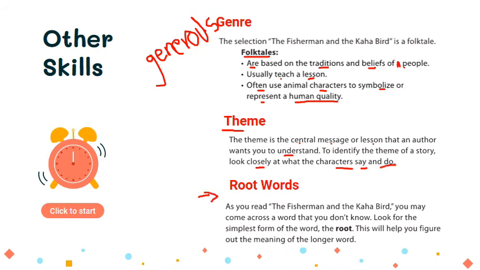And we have another skill, which is the root words. As you read The Fisherman and the Kaha Bird, you may come across a word that you do not know. Look for the simplest form. This is what we call, as we said, the stem. In the beginning, when we were talking about prefixes, we said the stem. The stem is the simplest form of the word. The root will help you figure out the meaning of the longer words.